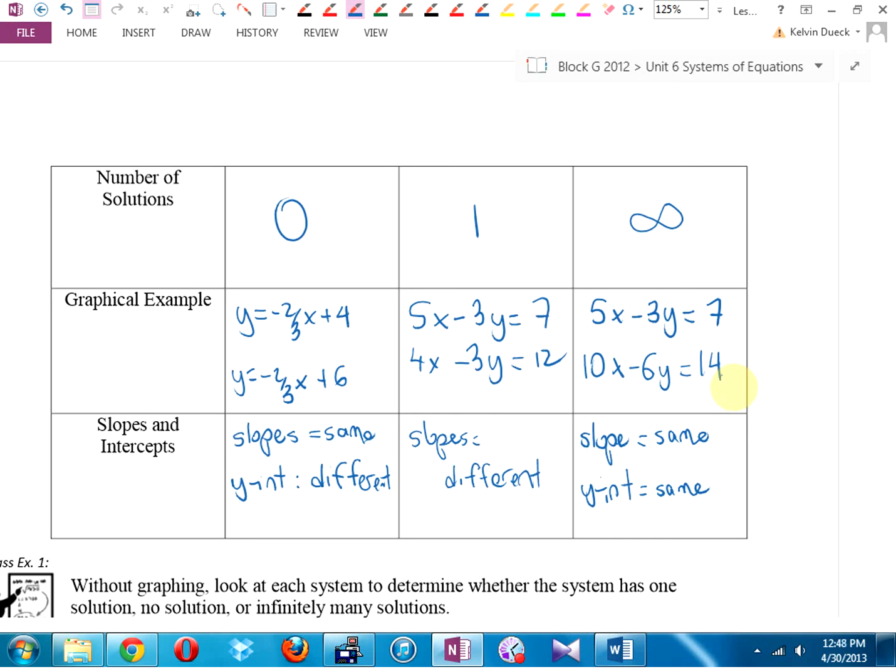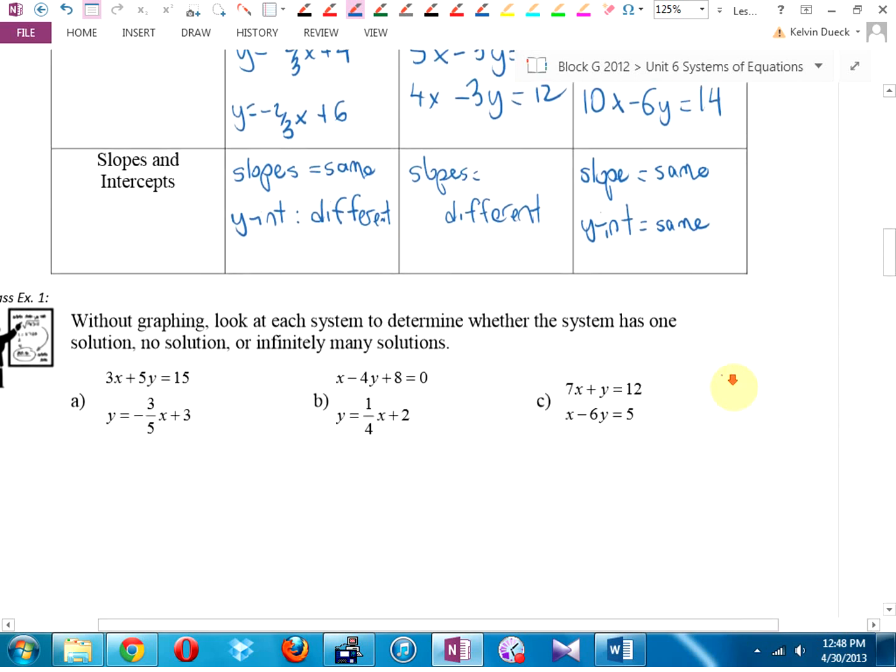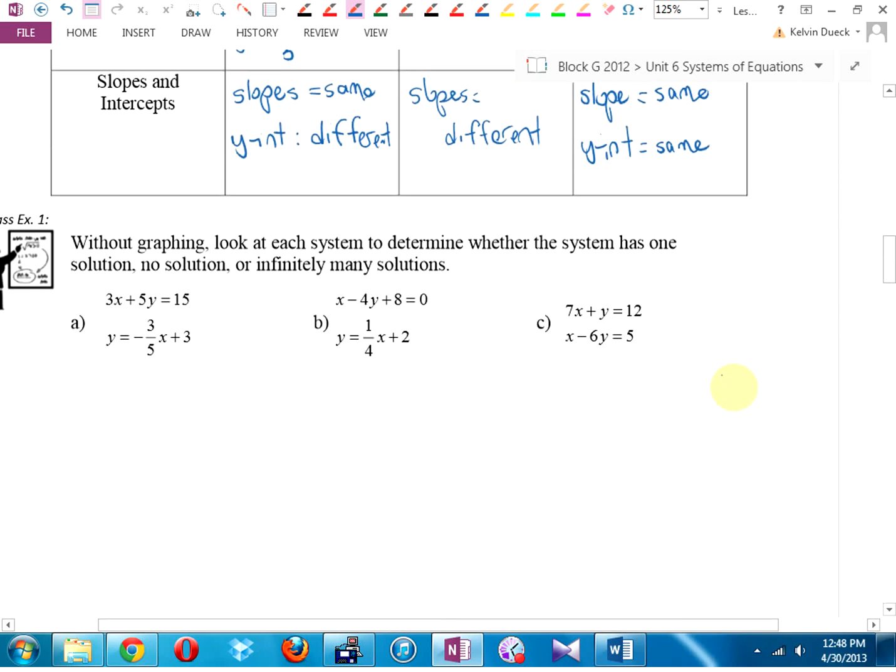You don't have to memorize that. What I've just done, though, is give you a shortcut. If you spot it in that form ahead of time, you can save yourself rewriting it in slope-intercept form. Can you survive without that? Just fine. So, example 1 says, without graphing, figure out how many solutions there are.